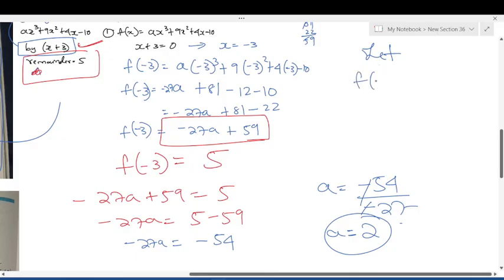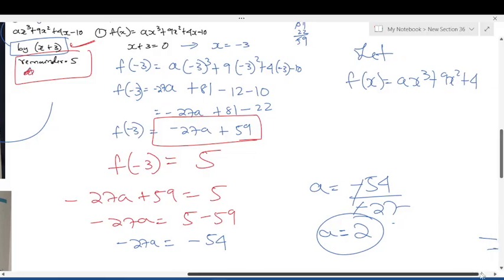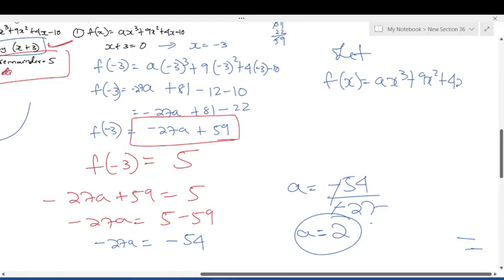Let f of x is equals to ax cube plus 9x square plus 4x minus 10. Then they have given x value, x plus 3 is equals to 0. Therefore, x is equals to minus 3. Then they have given a remainder. For that you will write f of x is equals to 5. Remainder, second equation.